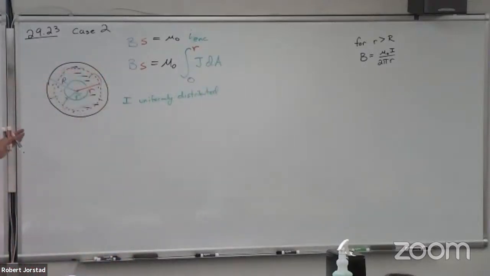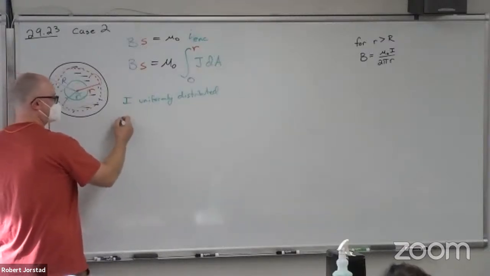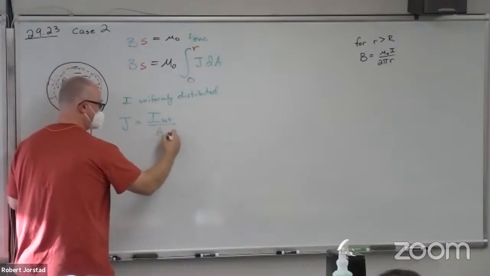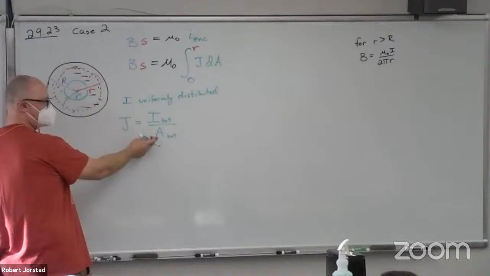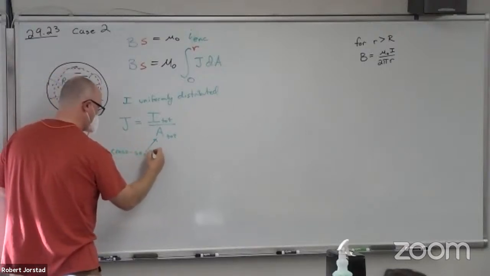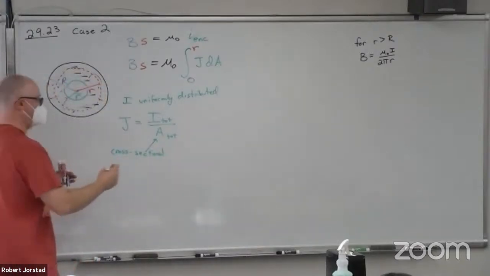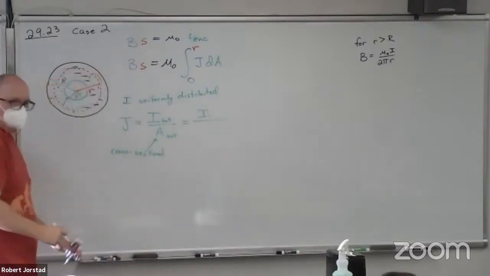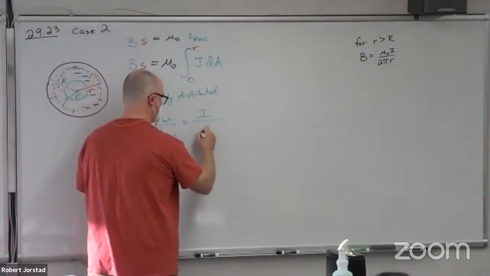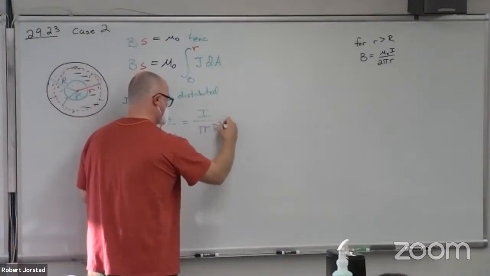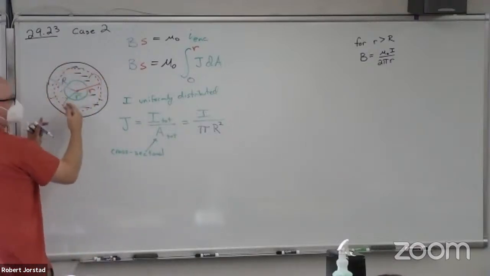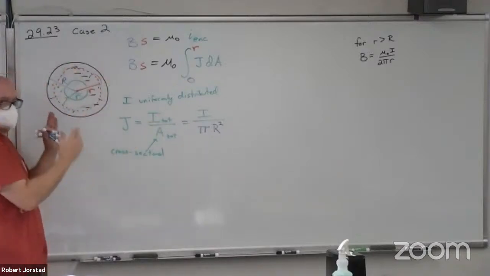What does that sentence tell us that I can do? How does this help out? J is I total over area total. Remind me, was this the sidewall area? Cross-sectional. This is crucial. That's cross-sectional. I'm going to assume that the total current is I. What's the area total I should use? Pi big R squared. Think about it. If I have this current spread out over the whole thing, that's why I have to use big R for J. It's the total current over the total area of the entire thing.